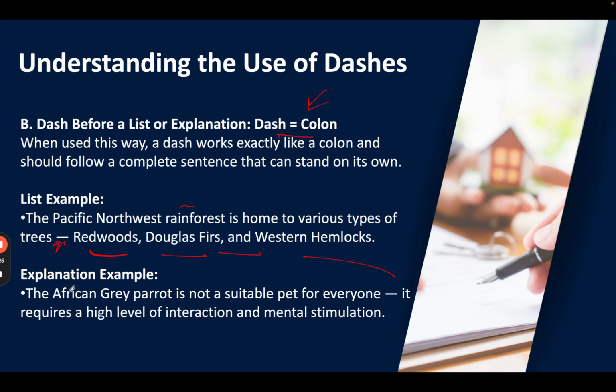Let's look at another example. The African grey parrot is not a suitable pet for everyone. We have a complete sentence, then we have a dash. It requires a high level of interaction and mental stimulation. Now, why is it not a suitable pet for everyone? The reasoning is given to me after the dash. So there's an explanation of what has been given before the dash that is given after the dash, right? So it's giving me an explanation, which is again the correct usage of a dash, similar to a colon.